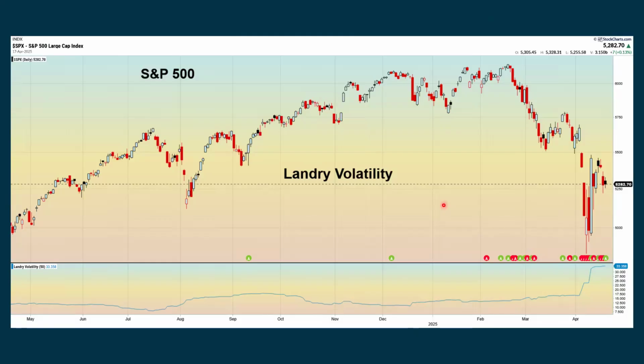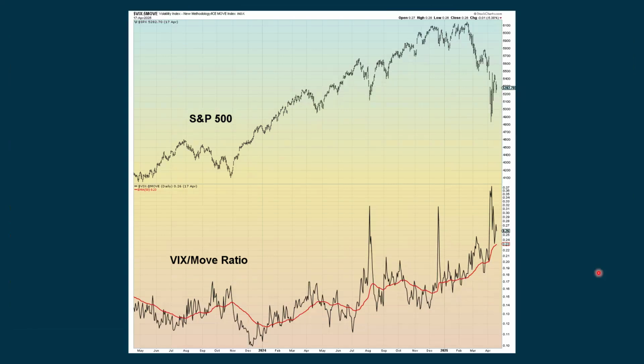Then there's a thing called the Landry volatility, and this is calculated just on the S&P itself, as opposed to the VIX and the volatility of the VIX and those measures. But for a long time, throughout 2025, the Landry volatility was pretty even right here. Well, as we've been coming down with the S&P, volatility as measured by this index has really been increasing.